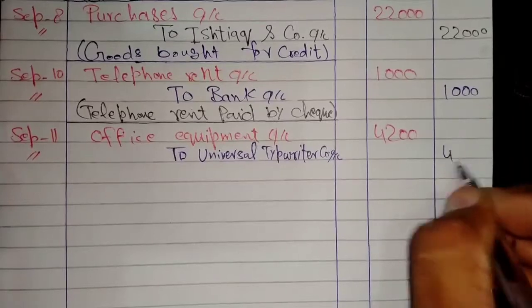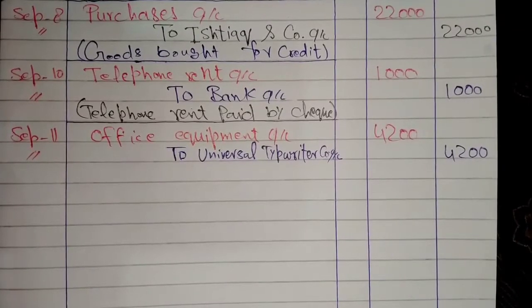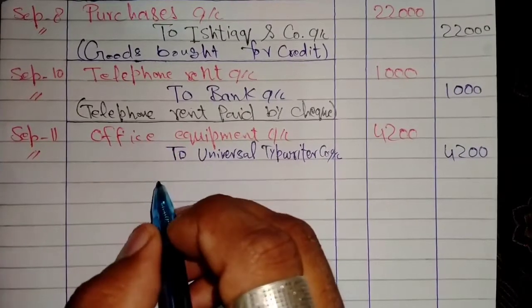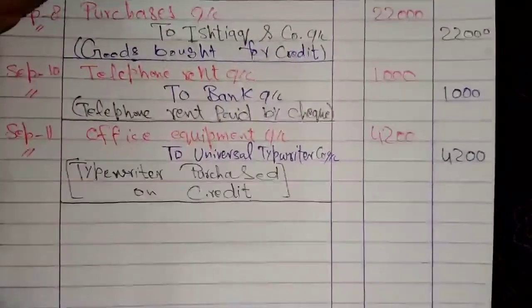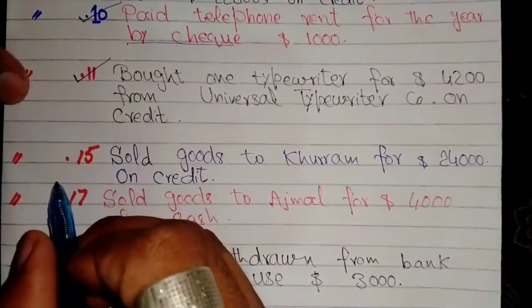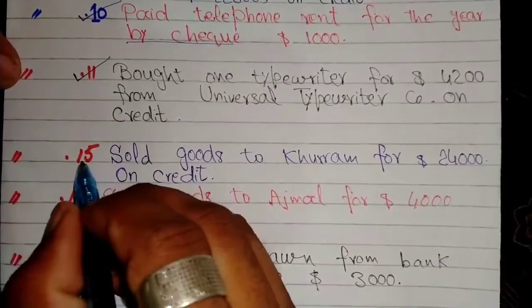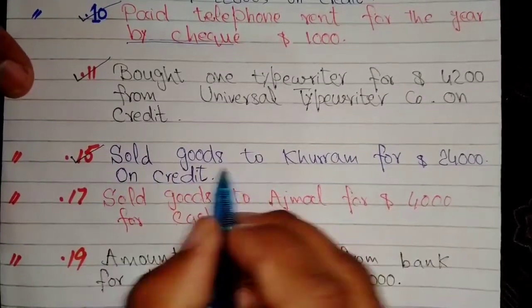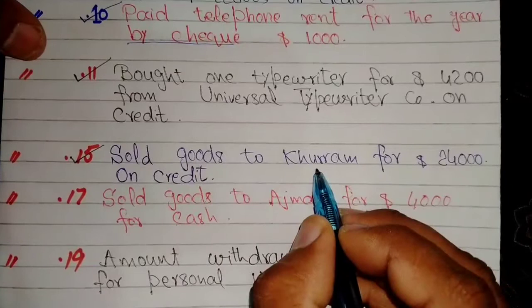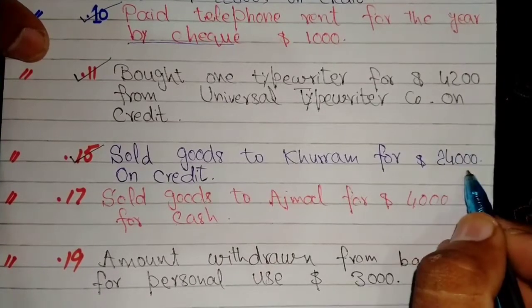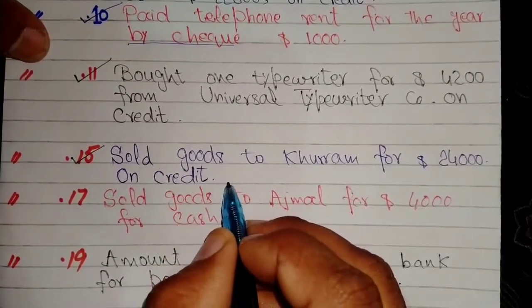Credit with the same amount, which is $4,200, with details: typewriter purchased on credit. That's it. Okay. The next transaction was done on September 15, which is goods sold to Khurram. This is the customer of the business, for an amount of $24,000 on credit or on account basis.